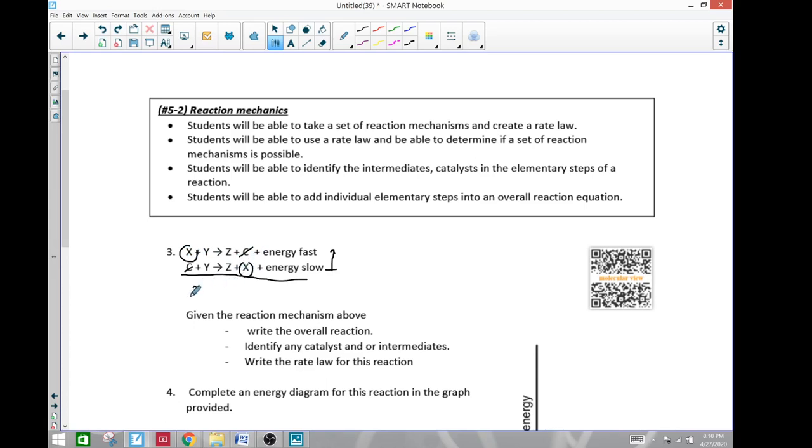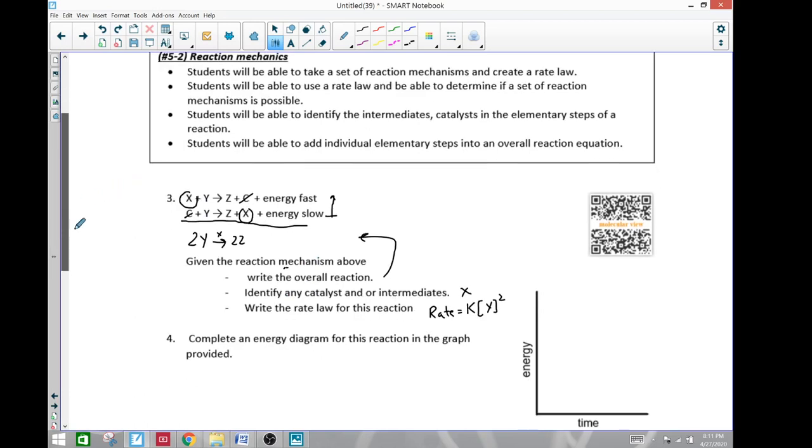So this reaction is 2Y produces 2Z. The catalyst, sometimes listed above here, would be X. So given the reaction mechanism above, write the overall reaction. And we did that right there. Identify the catalyst, that would be X. What's the rate law of this thing? Okay, well, the rate law would be rate equals k concentration of Y squared.